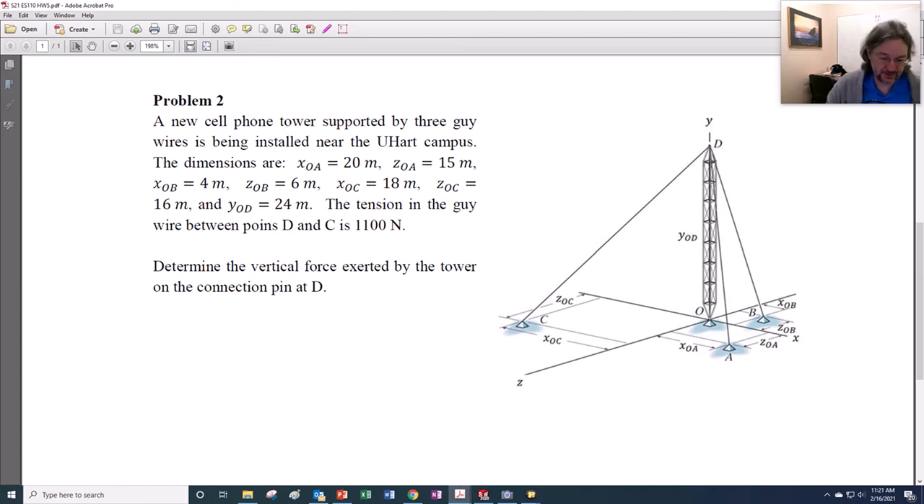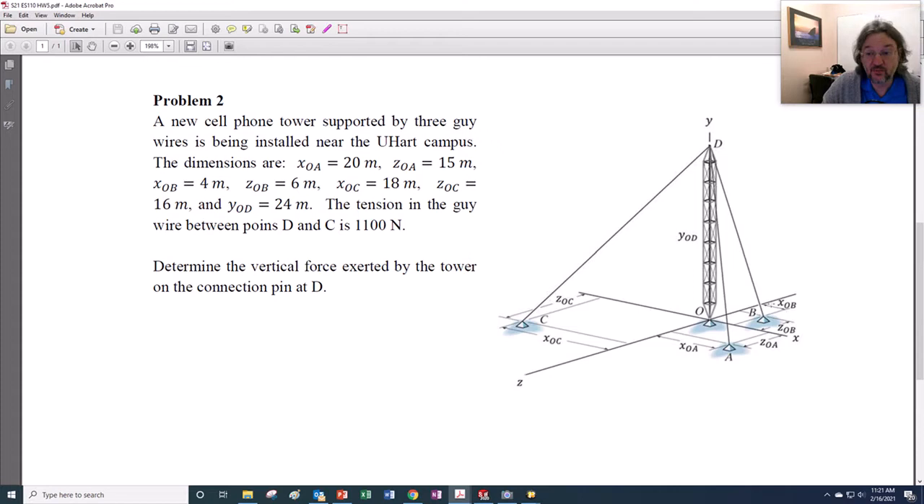Here is homework number 5, problem 2 in statics, where we have a new cell phone tower supported by 3 guy wires being installed near the UHart campus. The dimensions are 20 meters, 20 meters right here, 15 meters right there.